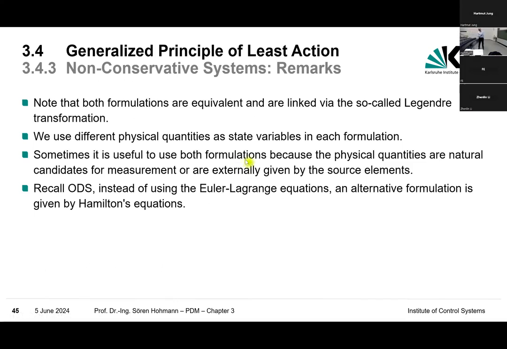Again, as a summary here, both formulations are similar. They are linked by the Legendre transformation. Different physical quantities serve as state variables, and sometimes it's helpful to use some of the parts in the form 1, so the nodal representation, and some of the parts as the loop representation. I want to show you one example in a second. In particular, in the coupling of electrical and mechanical systems, this happens very often. And of course, there's an alternative formulation, which is the Hamilton formalism instead of using the Euler-Lagrange formalism, as you know. Sometimes it's easier to get the differential equations out of this. So it depends a little bit on your habits, how much you use the one or that one.